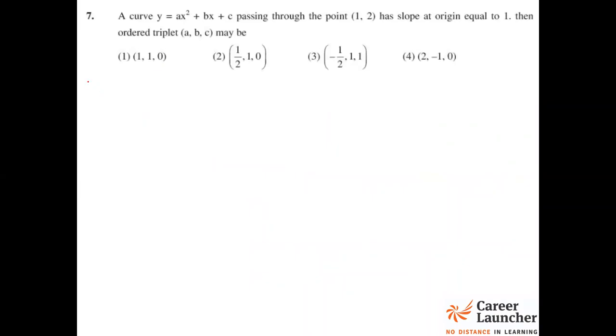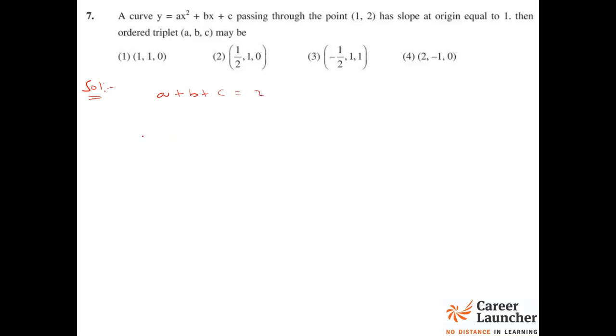This is the next one. A curve y is equal to ax square plus bx plus c passing through a point has slope at origin equal to 1. Then find the ordered triplet. Very simple question. First of all, this should be passing through the point (1, 2). So these coordinates should satisfy the equation. Substituting x equal to 1, y is equal to 2, we get a plus b plus c is equal to 2. Let this be the first equation.